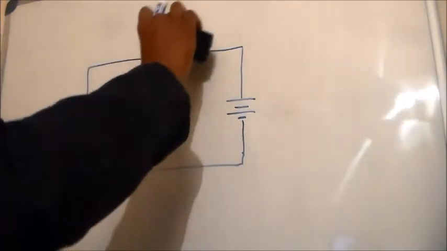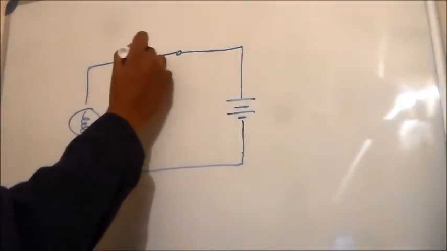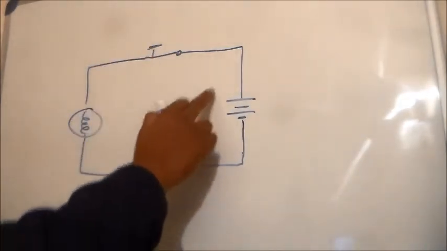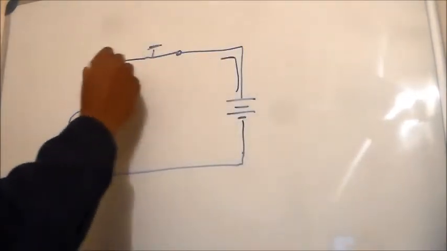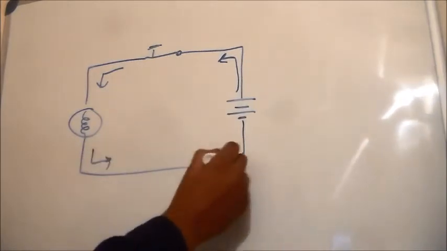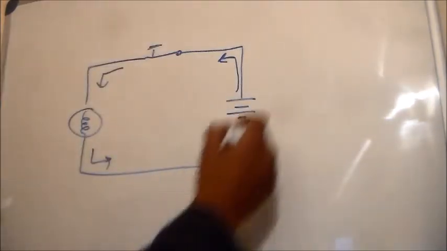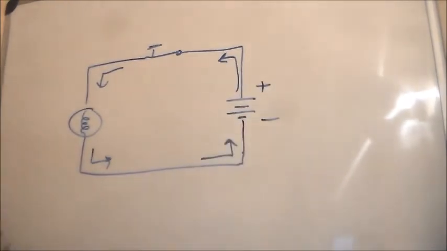If we close it, then it'll look like this. And we could assume that current is flowing through the circuit, and we're calling this conventional current.